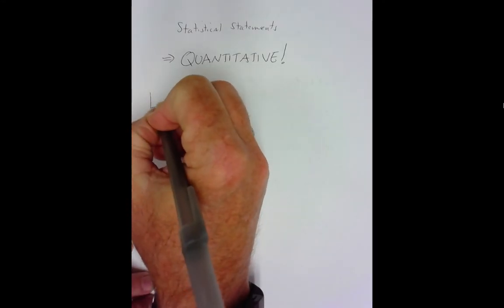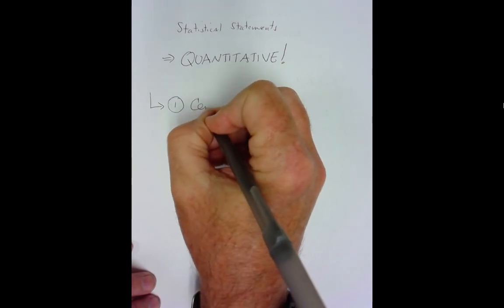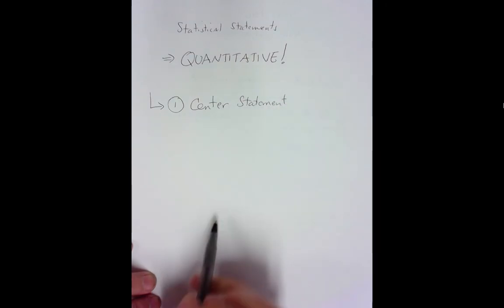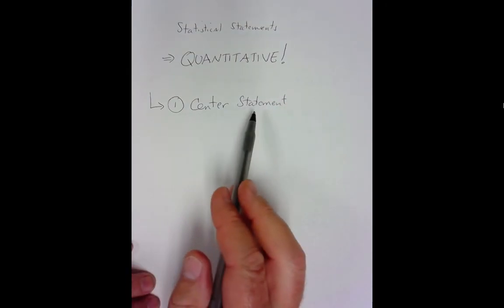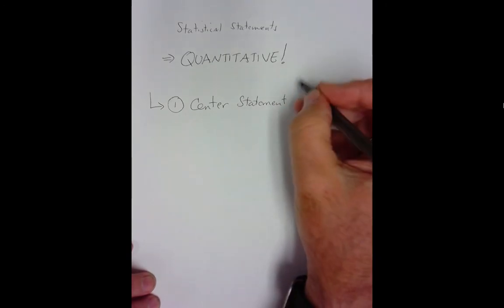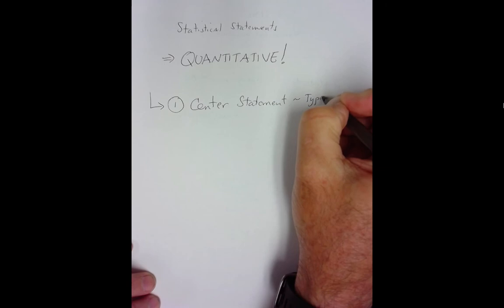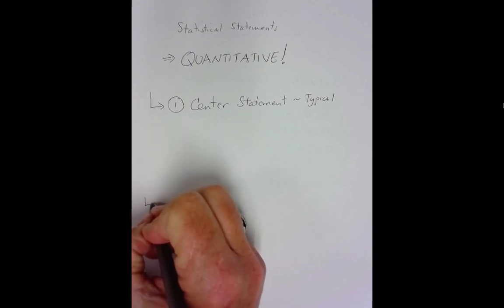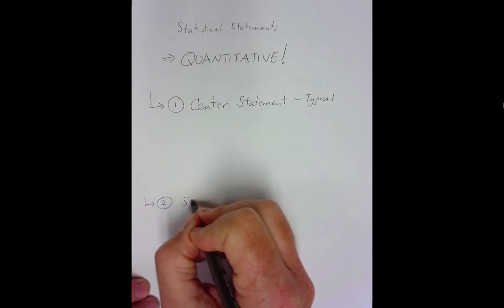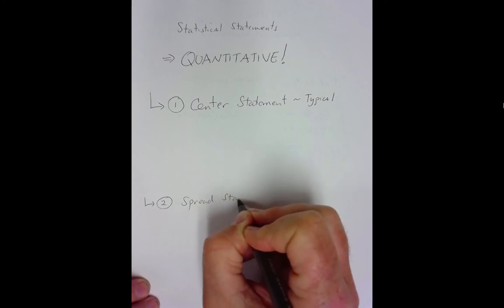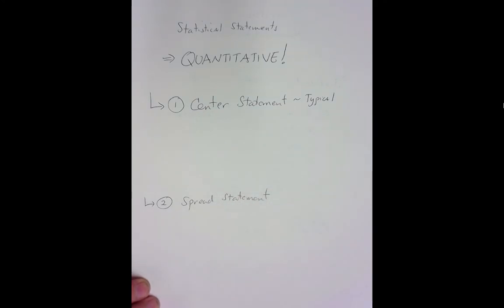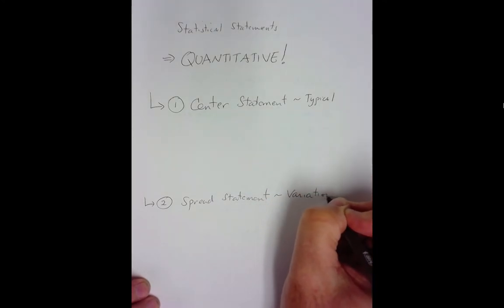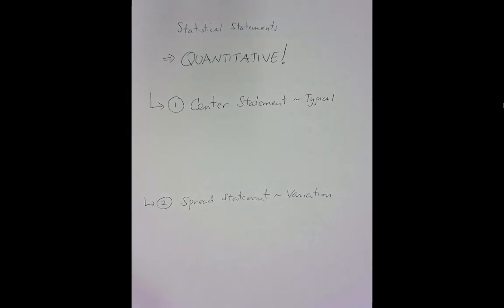But anyway, guys, there's two statements we want to be able to make. The first statement is we want to be able to make a center statement. We want to make a statement about a center of our data set. And what this typically represents is a typical score. Another statement that we want to be able to make is a spread statement. A spread statement taps into the variation that we have in our data set.